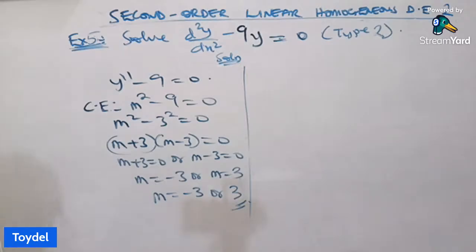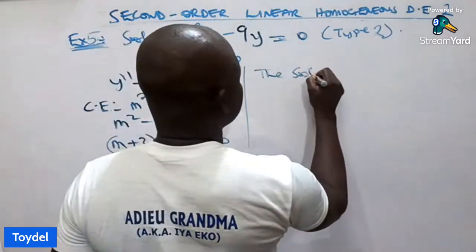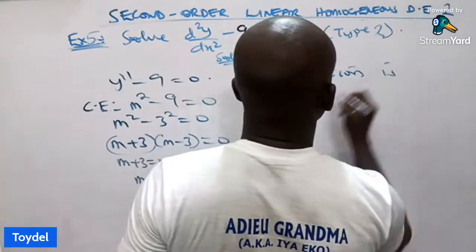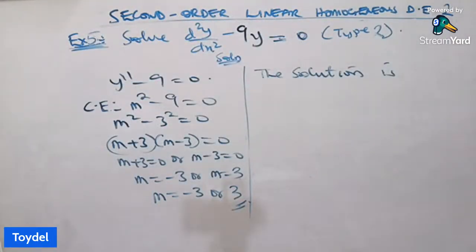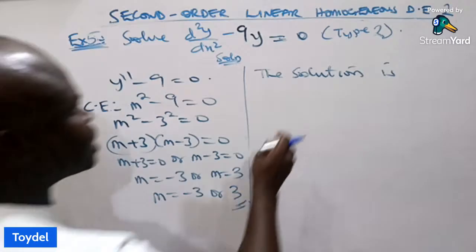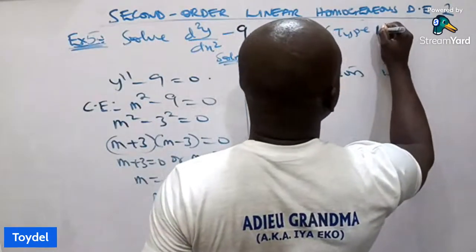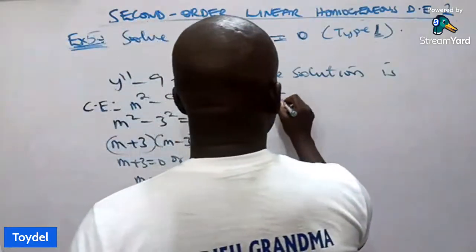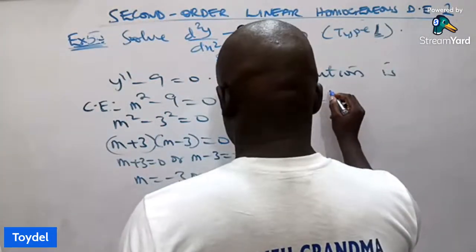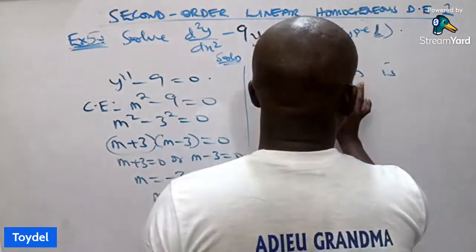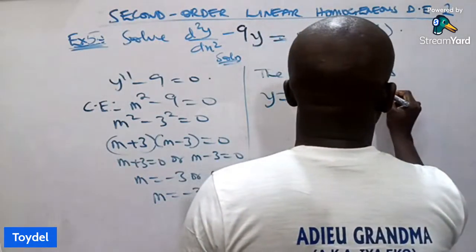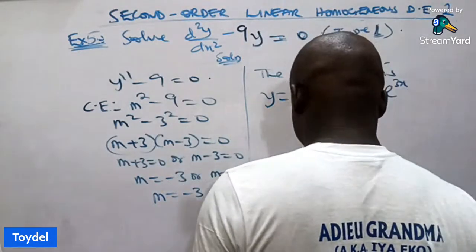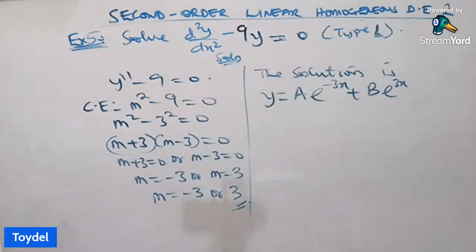So what will be the solution? The solution is, in this case now, they have distinct solutions here. So this is still type 1, because they have distinct solutions. The solution will now be y is equal to maybe a e to the minus 3x plus b e to the 3x. That's what we are going to get.